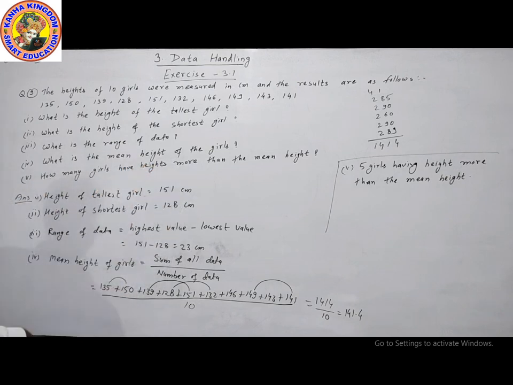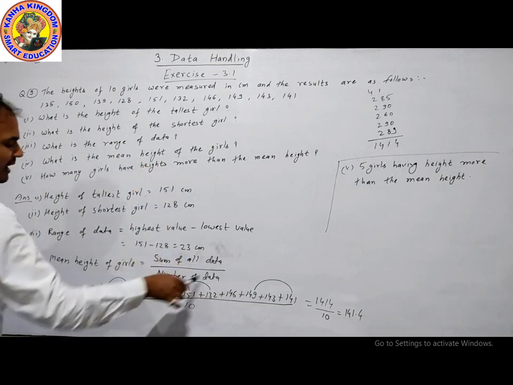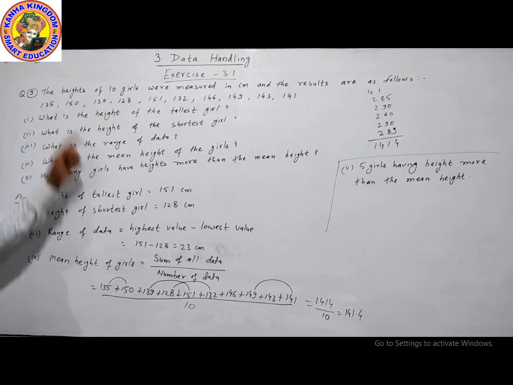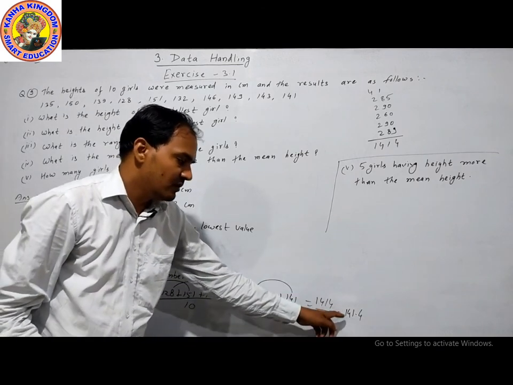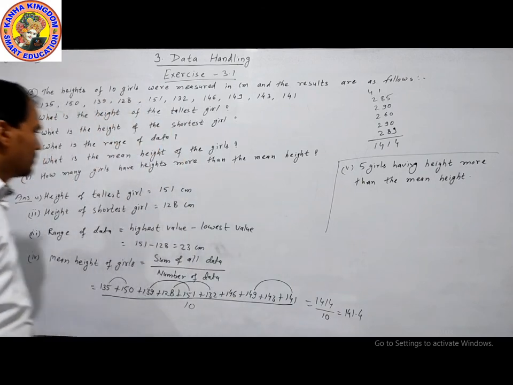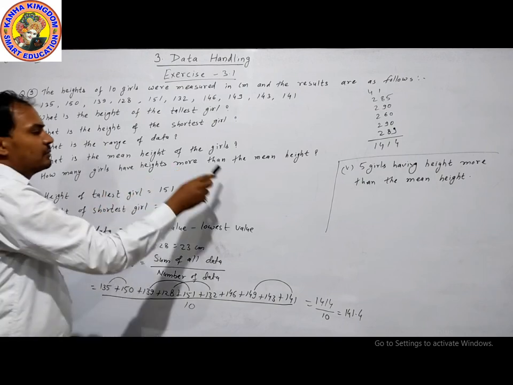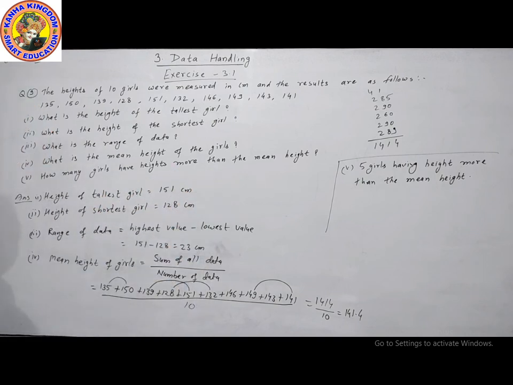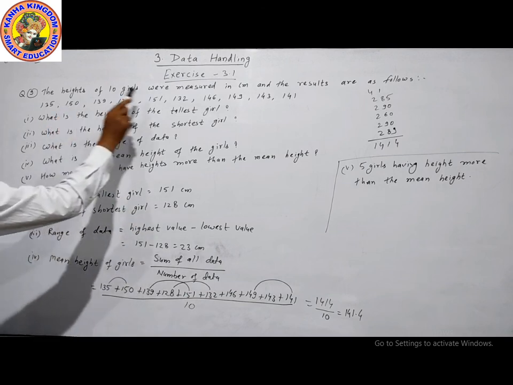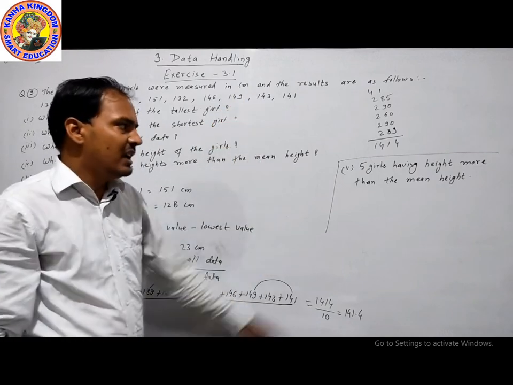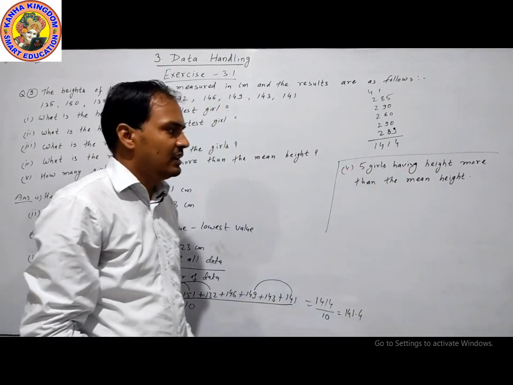What is the mean height of the girls? The mean height formula is the sum of all data divided by the number of data. There are 10 data, so divide by 10. We add all the data. Answer is 141.4. Now taking question number 5. How many girls have height more than the mean height? Mean height is 141.4. The heights more than the mean value are 1, 2, 3, 4 and 5. 5 girls have height more than the mean height.